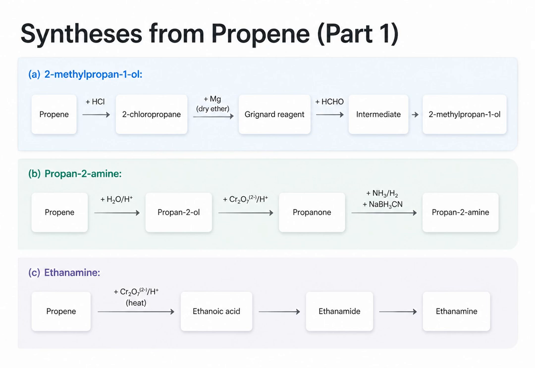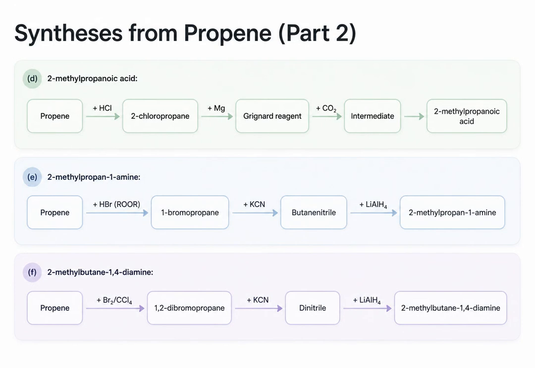To get ethanamine, which has one less carbon, we can aggressively oxidize propene to ethanoic acid, convert that to ethanamide, and use the Hofmann degradation to step down the carbon chain. To synthesize 2-methylpropanoic acid, we again form the isopropyl Grignard reagent, but this time we react it with carbon dioxide to form the carboxylic acid.